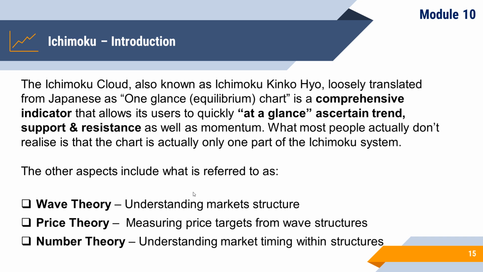But what most people actually don't realize is that the chart is only one part of the Ichimoku system or strategy. There are other aspects to the strategy, which is referred to as wave theory, that looks at market structure. If any of you are familiar with Elliott wave theory, that ties in quite nicely. There's also a part called price theory, which helps you to identify price targets using those wave structures, and also Ichimoku number theory, which is related to Fibonacci to some extent, but not quite. That also helps you to understand market timing within those market structures.